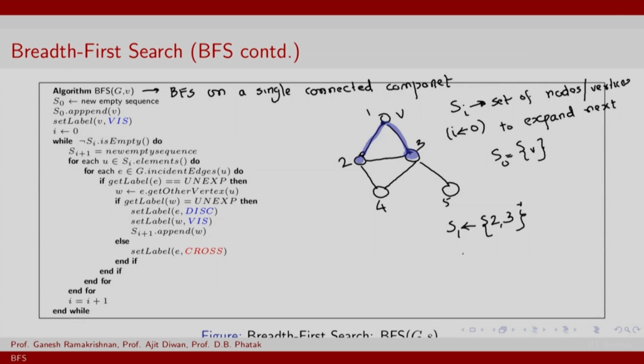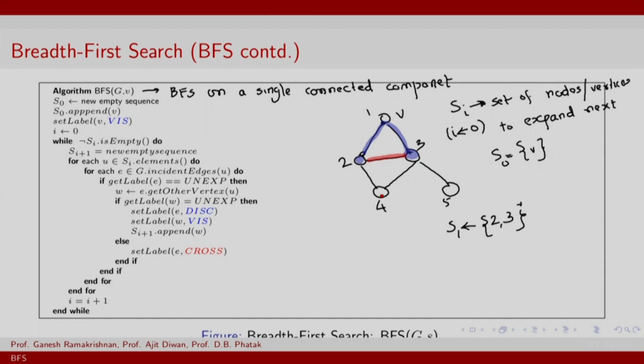Now we are going to explore the nodes in S1 next. So S0 is kind of ignored. You move on to S1, iterate over all nodes here. So we go to node number 2. What do we do with node number 2? Well, it turns out that node number 2 has one incident edge with a node 3 which is already labeled. So if get label 3 is not unexplored, then you set the label of the edge to cross, and that is what we will do now. We will basically set the label of this edge to cross and proceed.